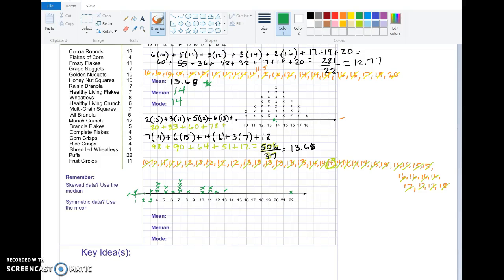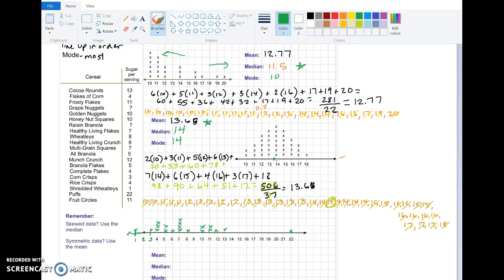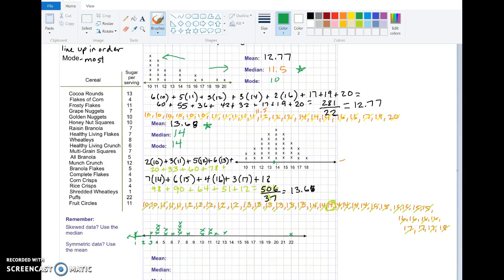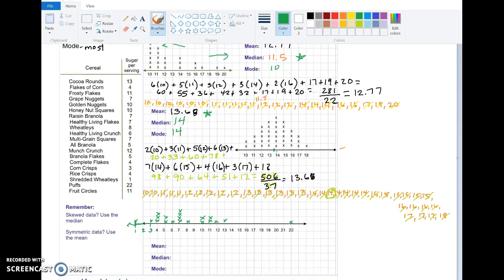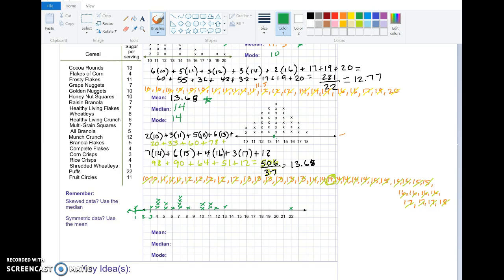Welcome back. So let's go ahead and do this problem. We have this cereal with its sugar per serving, and we did this earlier on. We created a dot plot with it in case 8-1, I believe, clue 8-1, where we did it again.